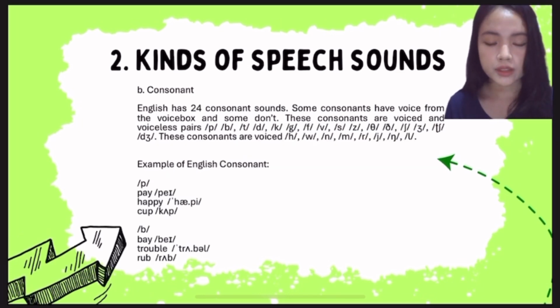English has 24 consonant sounds. Some consonants have voice from the voice box and some don't. These consonants are voiced and voiceless pairs. I will read the example of how to read the 24 consonant sounds.